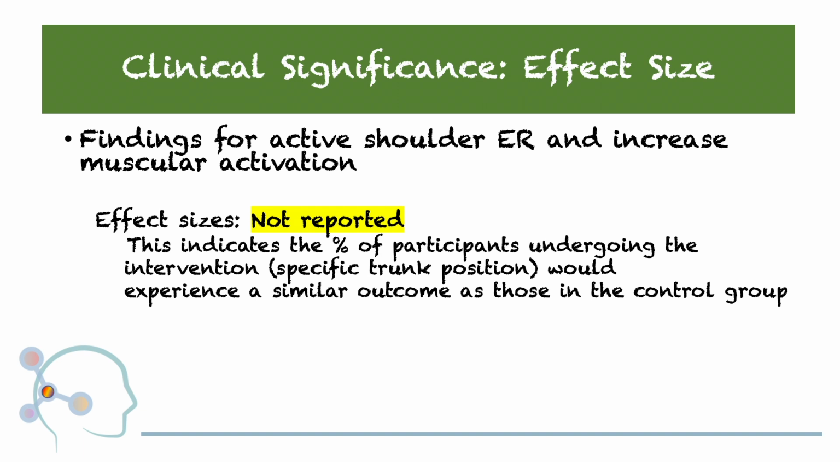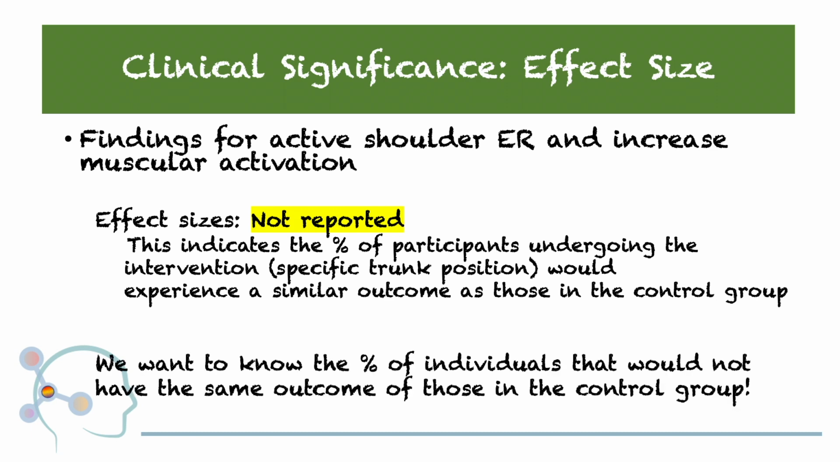If they were, the authors would be indicating the percentage of participants undergoing the intervention or a specific trunk position that would experience a similar outcome as those in the control group. So we don't want them having the same outcome. We want to show that they're different, basically, right? We don't want to be the same as the control group. We want to show that our intervention is doing something.